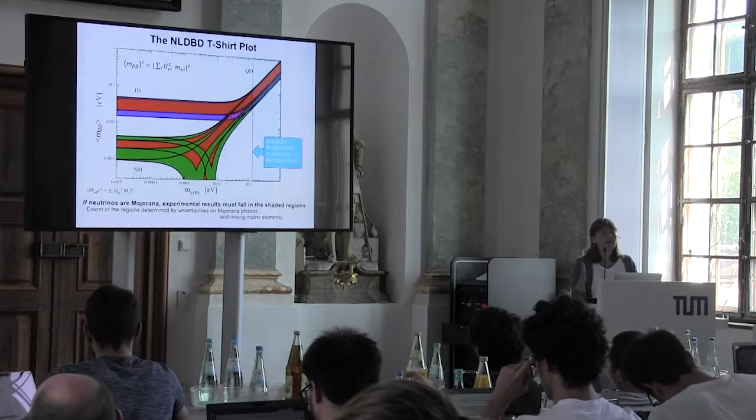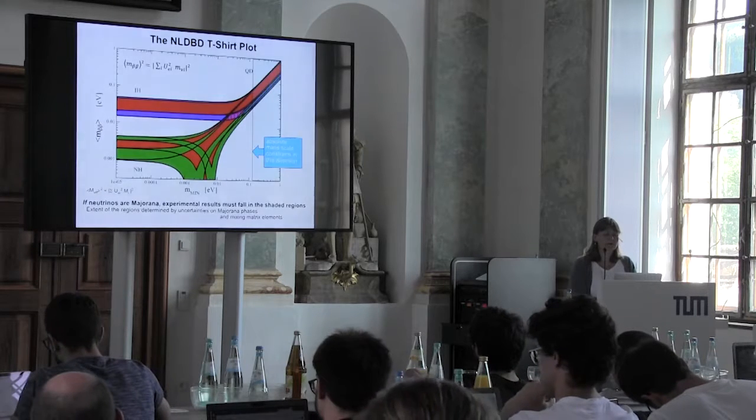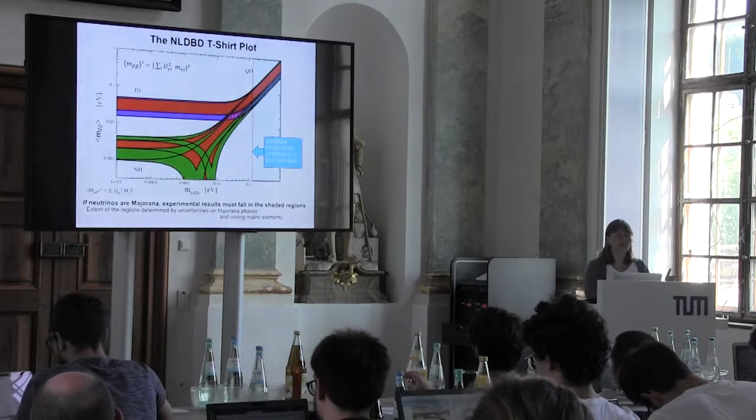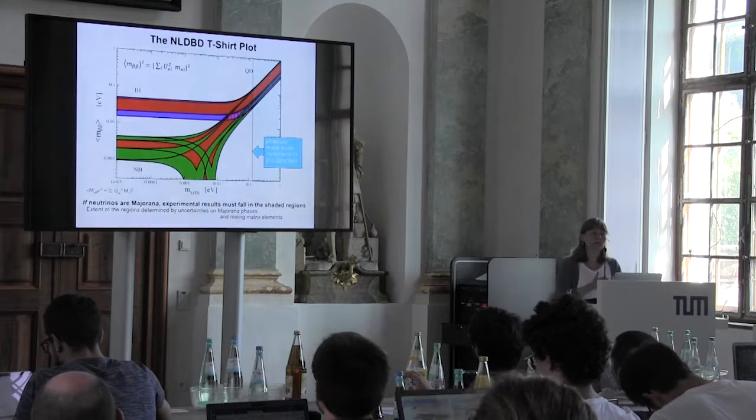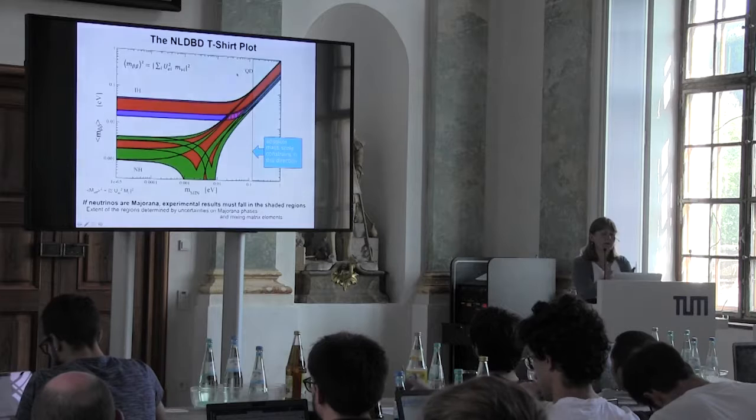Now the absolute mass scale, such as what you would get from KATRIN, constrains from the right to the left. So if you know the absolute mass scale is very small, you would rule out the upper part of the plot.